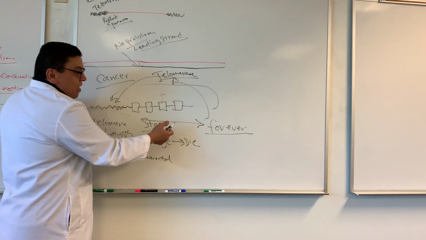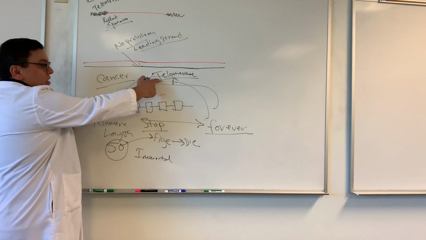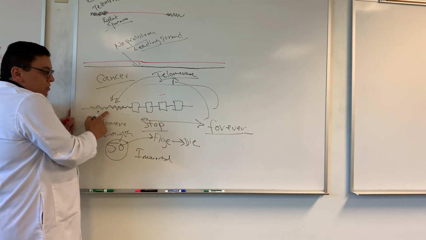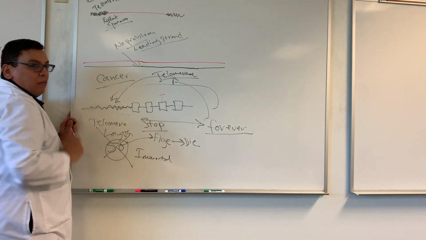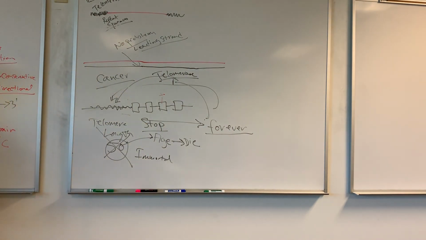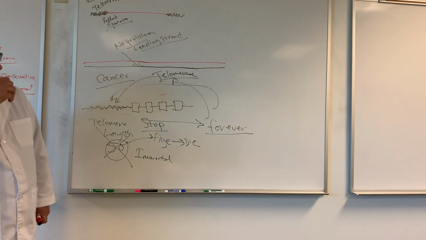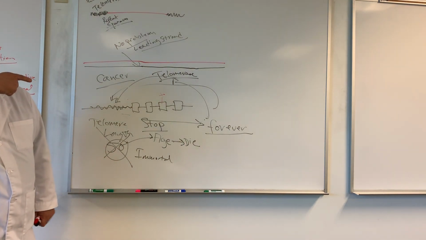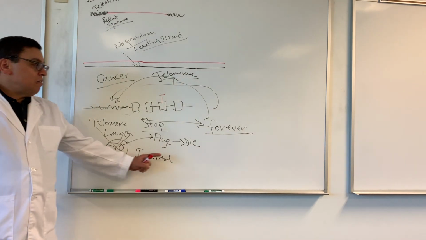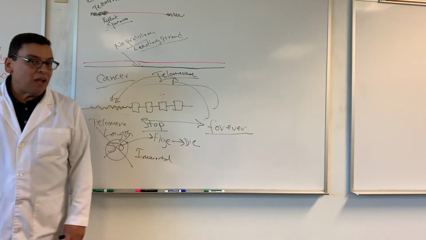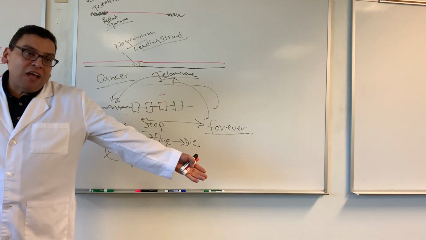I'm a cancer cell. I will reactivate your telomerase, rebuild your telomeres so I can break this rule and multiply forever. Is that amazing or what? We find that a lot of cancer cells reactivate the telomerase to rebuild the telomeres to keep the cancer cell multiplying forever. And that's why they're cancer cells.